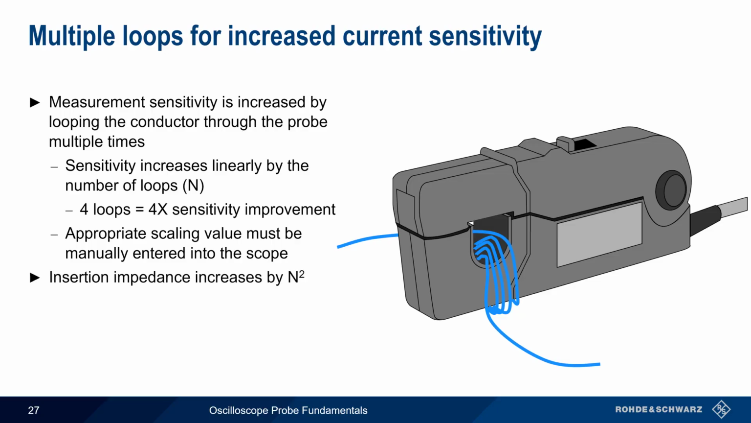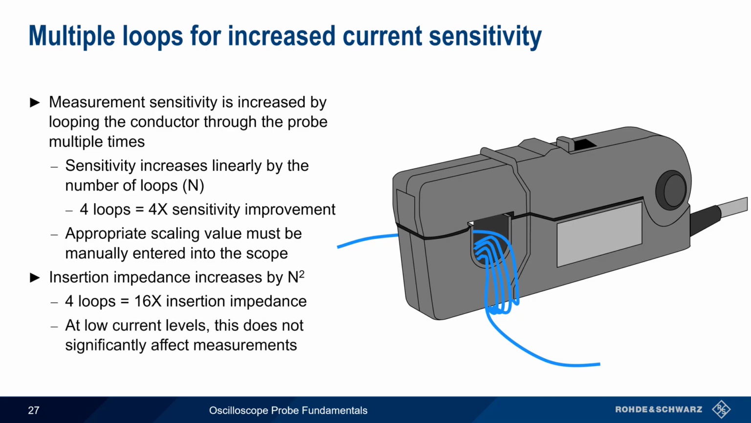These loops also increase the insertion impedance by the square of the number of loops, so 4 loops would increase the insertion impedance by a factor of 16. However, this increased insertion impedance is usually still quite small and does not significantly affect measurements at low current levels.